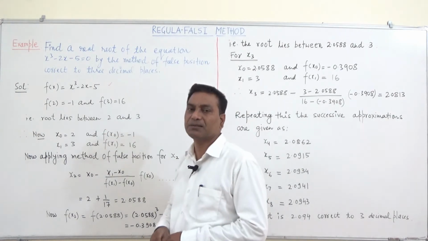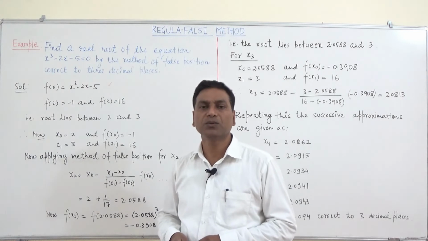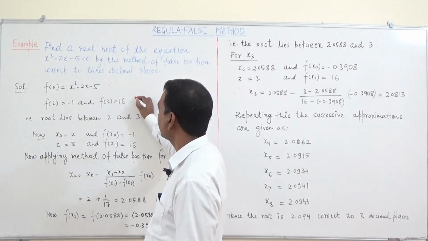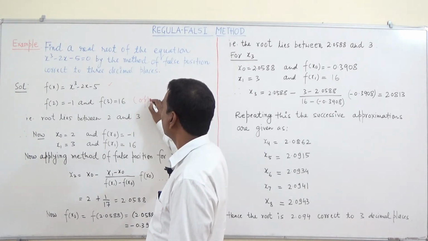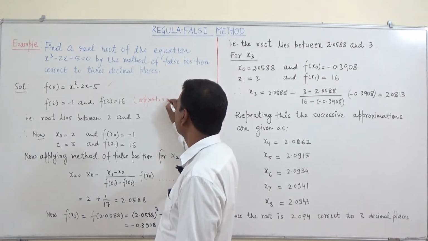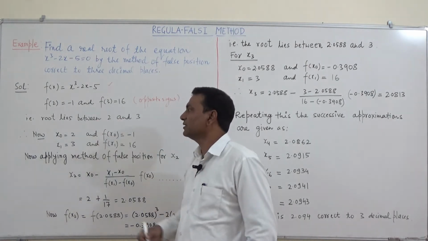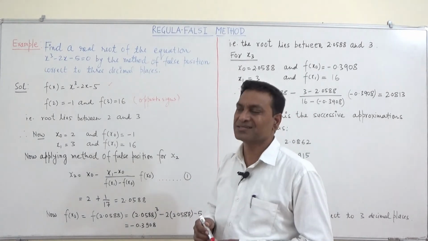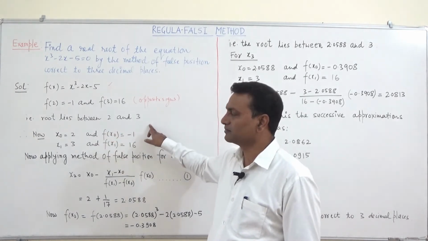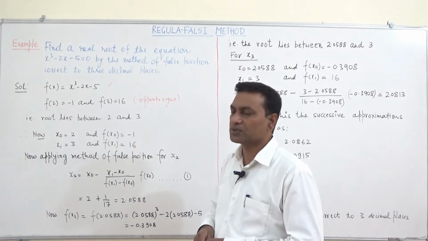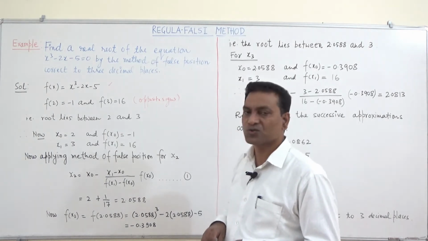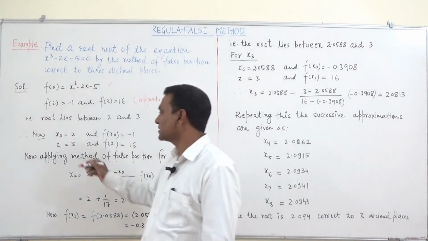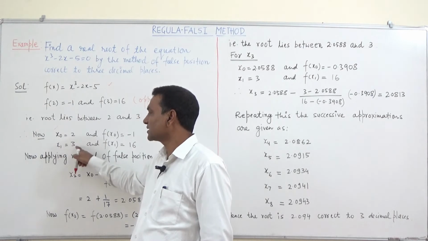From here we can interpret that because we are getting two opposite signs, that is -1 and 16, we can say the root lies between 2 and 3. So the value of x0 will be 2 and x1 will be 3. So here x0 is 2 and x1 is 3.